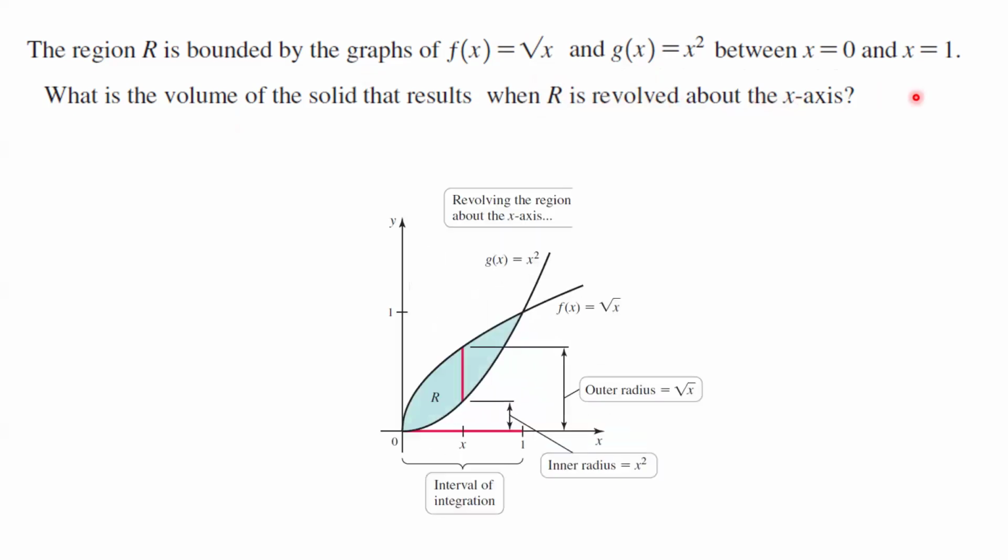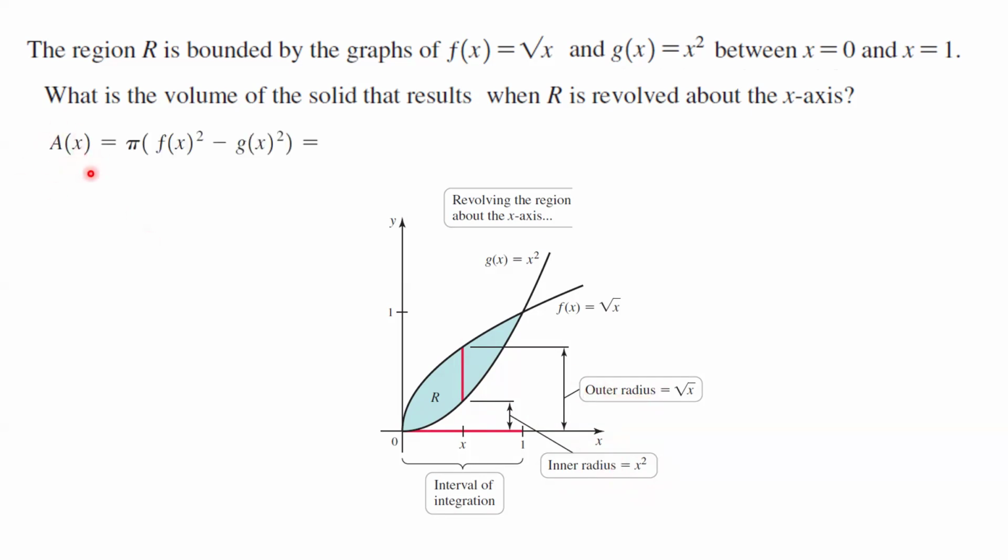So what are we looking at? The function square root of x is the top function here, and x squared, the parabola, goes down here. If you're revolving this about the x-axis, the larger radius is located on square root of x, and the smaller radius is connected to x squared. So the inner radius is x squared, and the outer radius is square root of x.